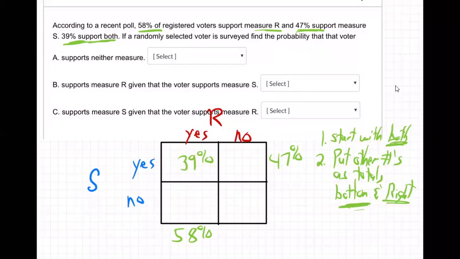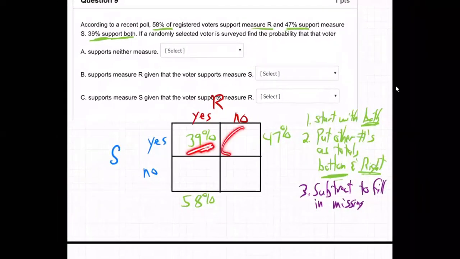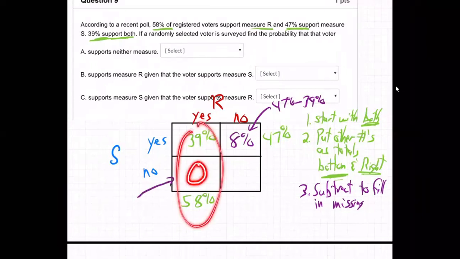Now, step 3. Subtract to fill in the parts that are missing. So by subtraction. So right here, 39% plus something equals 47. So I subtract right there. And I get, I think it's 8%. And then same thing here, right? Because these have to add up, right? 39 plus what makes 58?